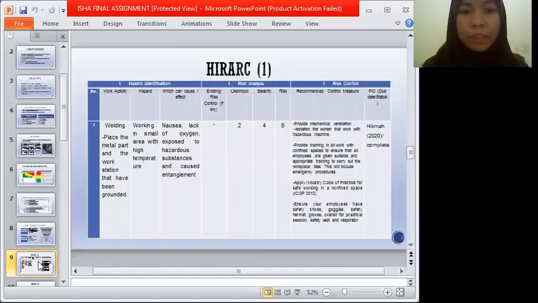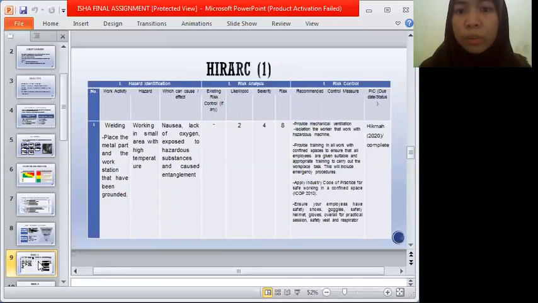So this is the hierarchy table. The first hierarchy is for the work activity of welding, which is to place the metal part at the workstation that has been grounded. The hazard is working in a small area with high temperature, which can cause nausea, lack of oxygen, exposure to hazardous substances, and entanglement. In this case, there is no existing risk control. The likelihood is 2, severity is 4, the risk is 8, which is at medium level.